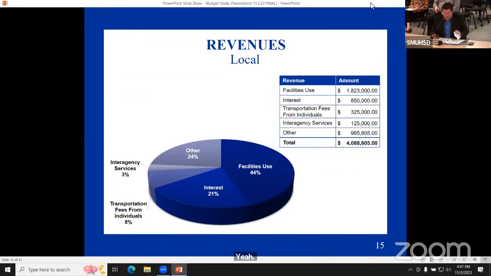In terms of local revenues, we've got about $4 million. Half of that is our facility use department. They're doing incredible. Back in COVID, they were down to $0. They do a great job of ensuring that our campuses are well taken care of and well used by the community when not needed by the sites. Interest is about $850,000, so a little under $1 million.